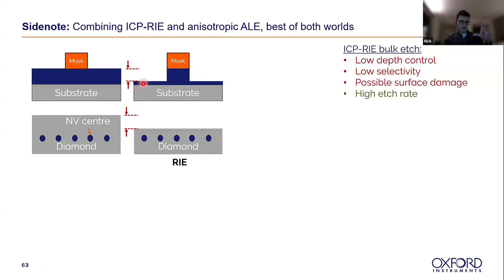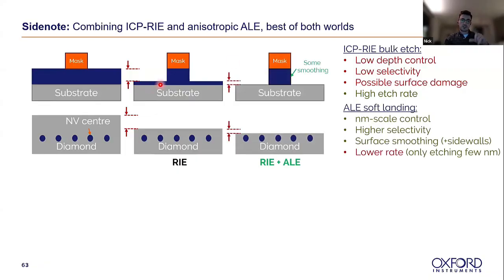But if you stop say 10 to 20 nanometers above where you want to finish your etch, and then finish the etch off with an ALE process, you can get that nanometer scale control, get the better selectivity, and get the surface smoothing. Yes, you have a much lower etch rate from the ALE process, but you're only etching a few nanometers.